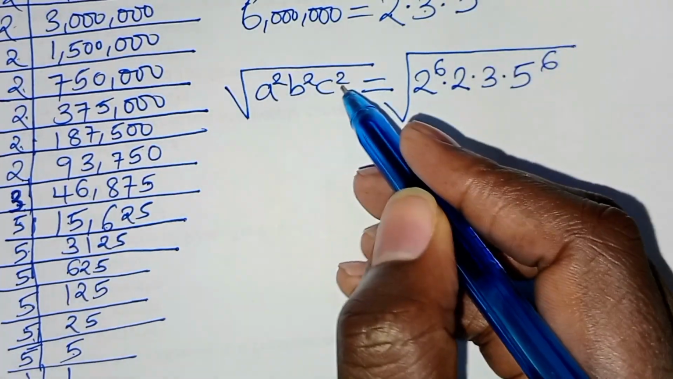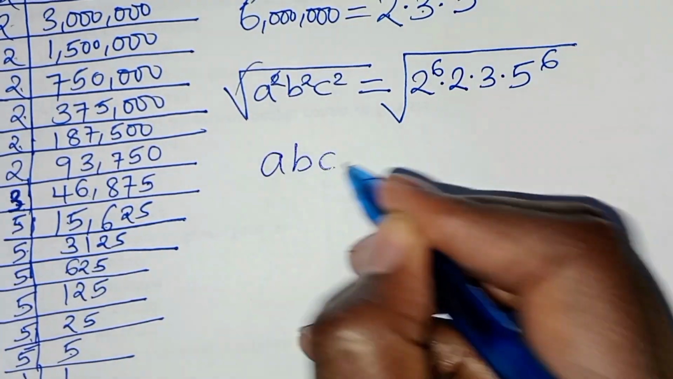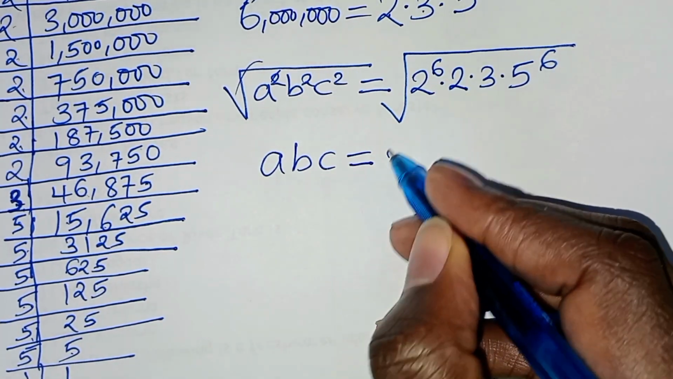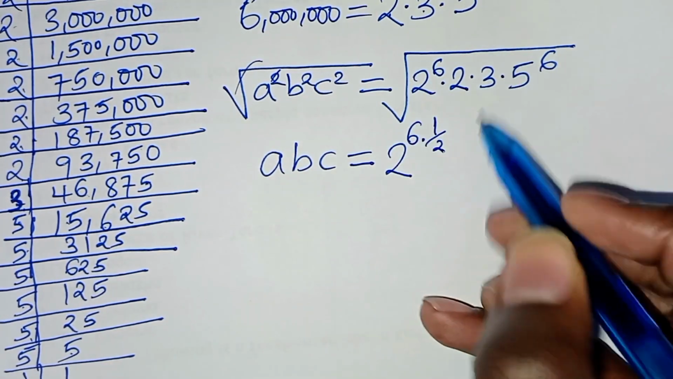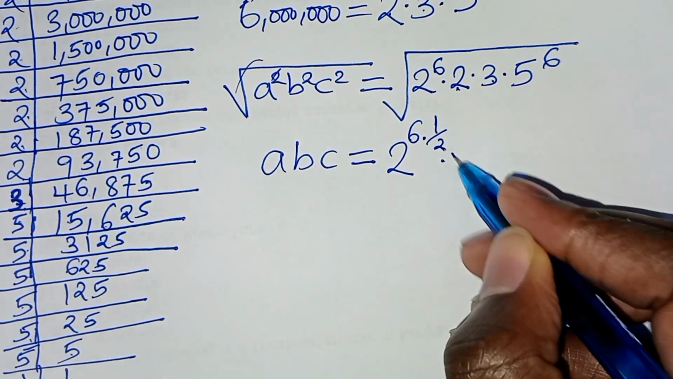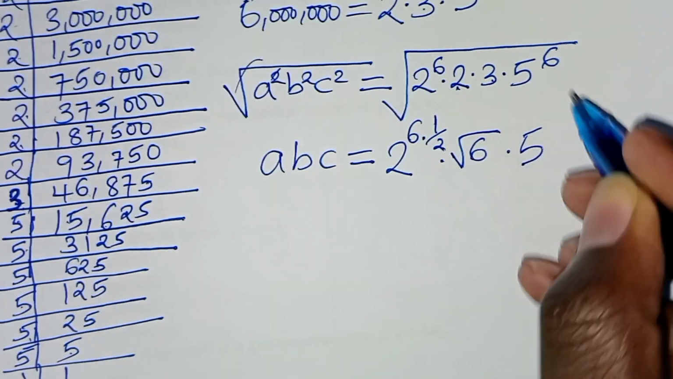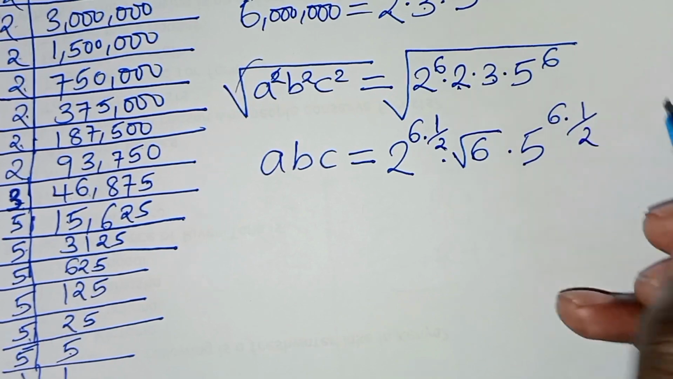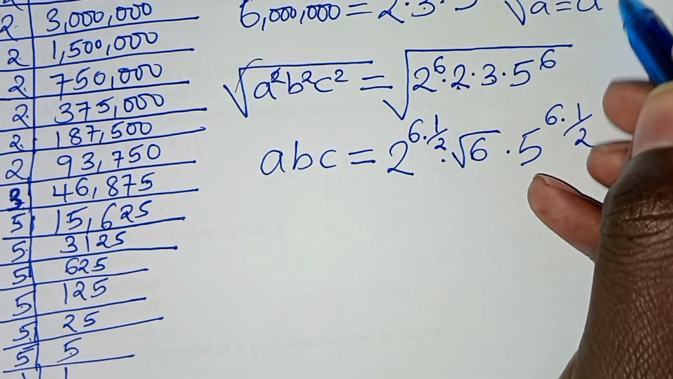Now in the next step, let's eliminate the square root sign so that this is abc. This is equal to, now we can express this as 2 to power 6 multiplying by half, as we eliminate the square root sign, multiplying by 2 times 3, which is the square root of 6, multiplying by 5 to power 6 times the square root sign. This is the same thing as a half. If you have the square root of a, this is the same thing as a to power a half.